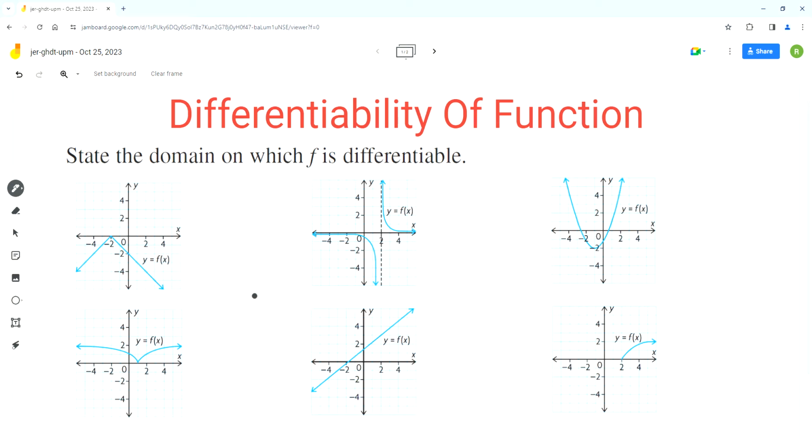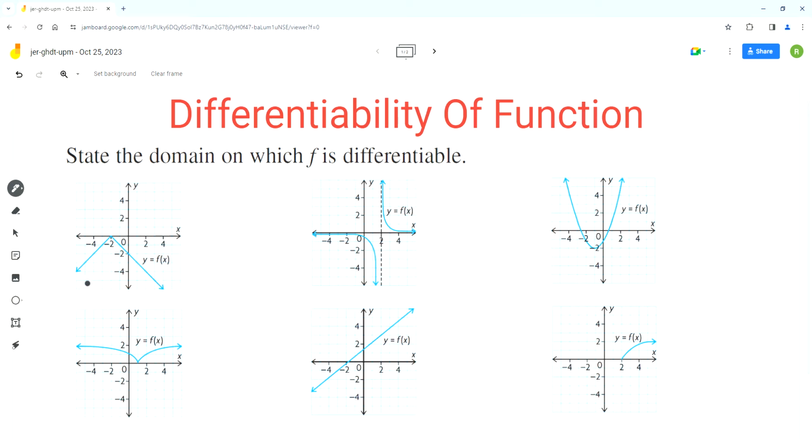So in this video, we'll use the concepts of differentiability to solve this problem. As per the problem, state the domain on which function f is differentiable. So we have to analyze these 6 given graphs. Let's start with the first one on the top left.